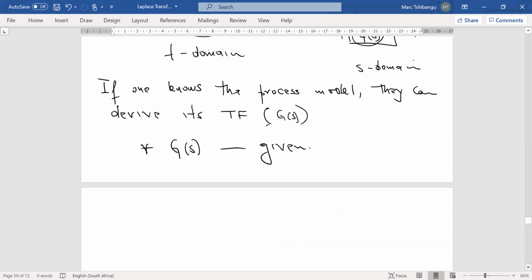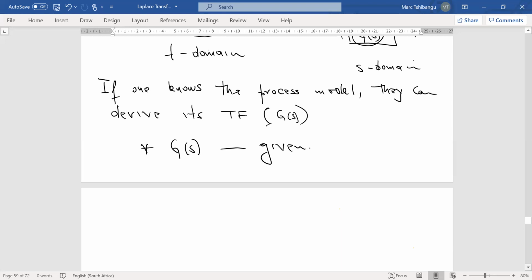So let's look. You've got the transfer function. How is it useful? It is useful in a way that you can easily observe the dynamic behavior of a process if you know the transfer function. I'll give you an example.